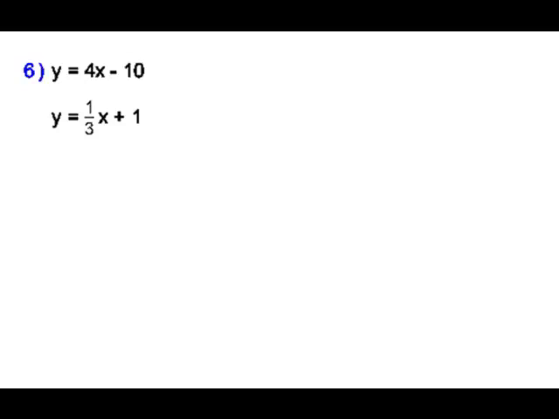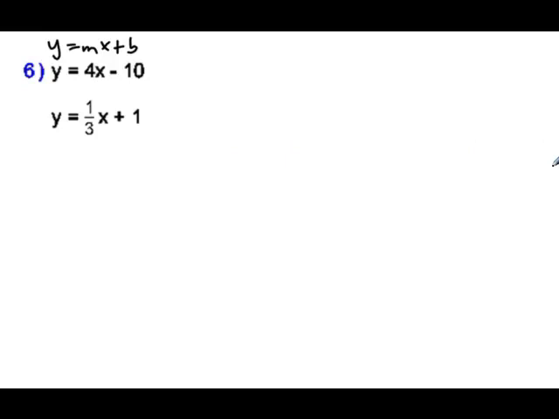So number 6. In order to determine what method we use, we look at the equations. If both equations are in slope-intercept form, y equals mx plus b, then we can go ahead and graph it. Now that's assuming you have graph paper.